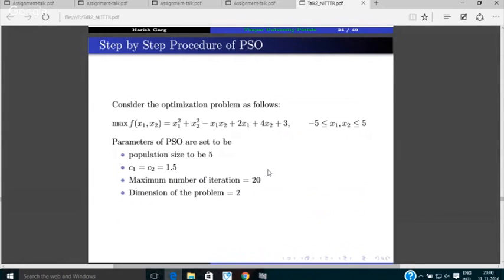Instead of this x1 square plus x2 square, you can simply take x1 multiply x2 plus sine inverse x plus logarithm, whatever objective function you want. Either it can be differentiable or non-differentiable. There is not a big issue.